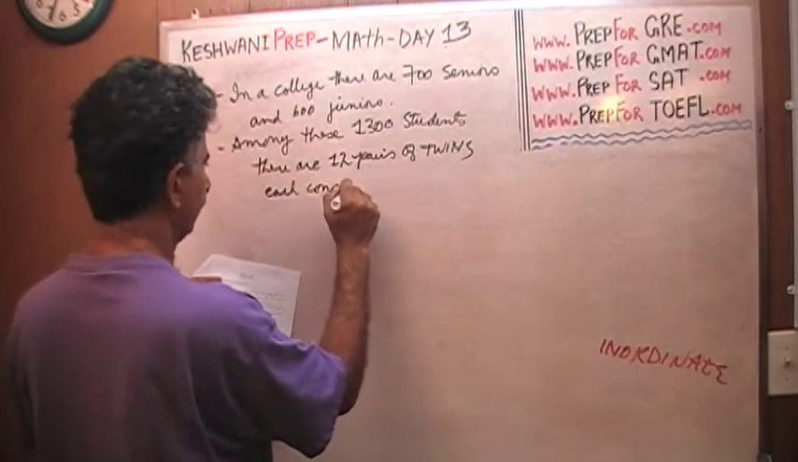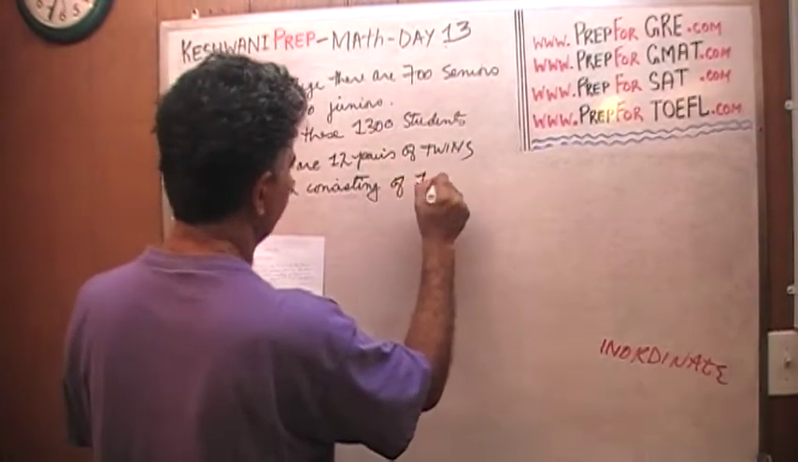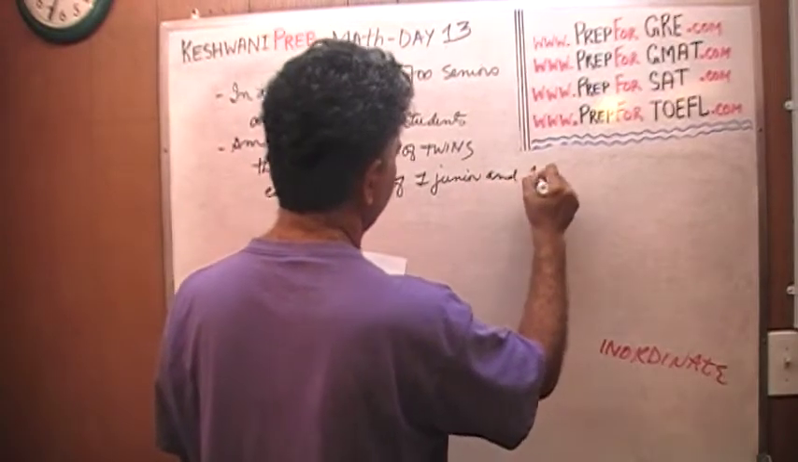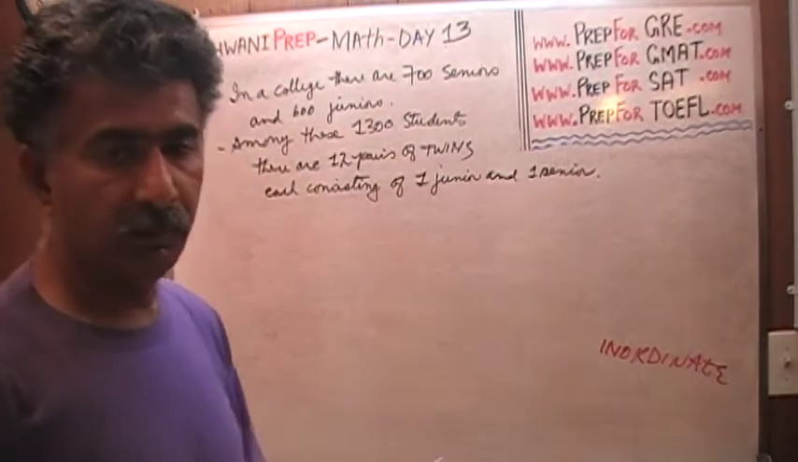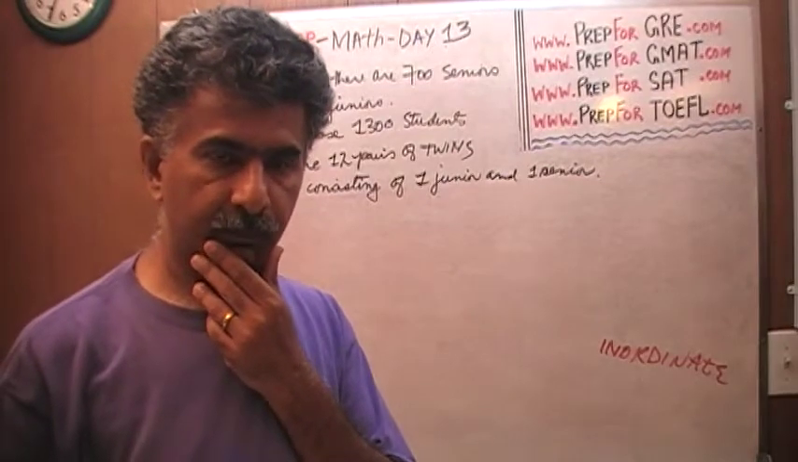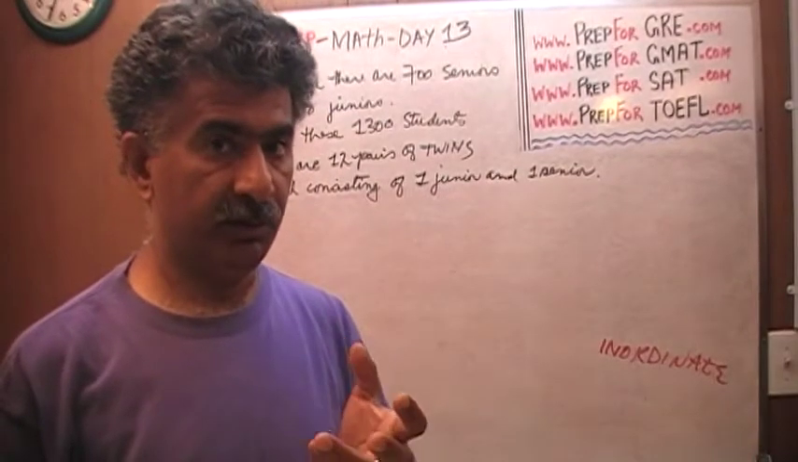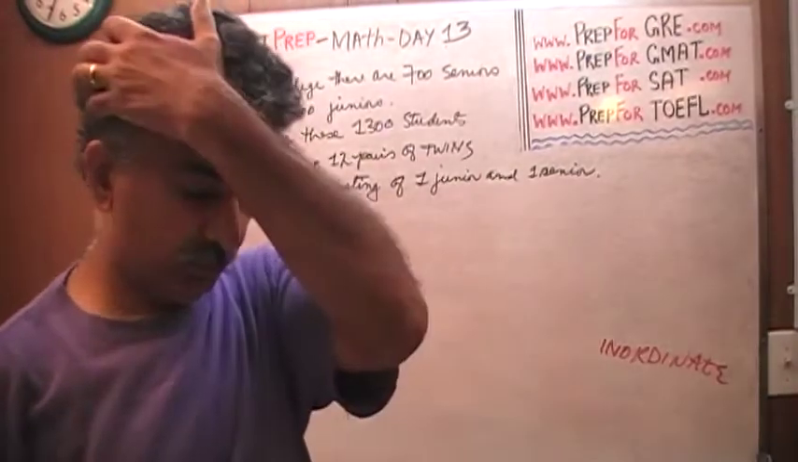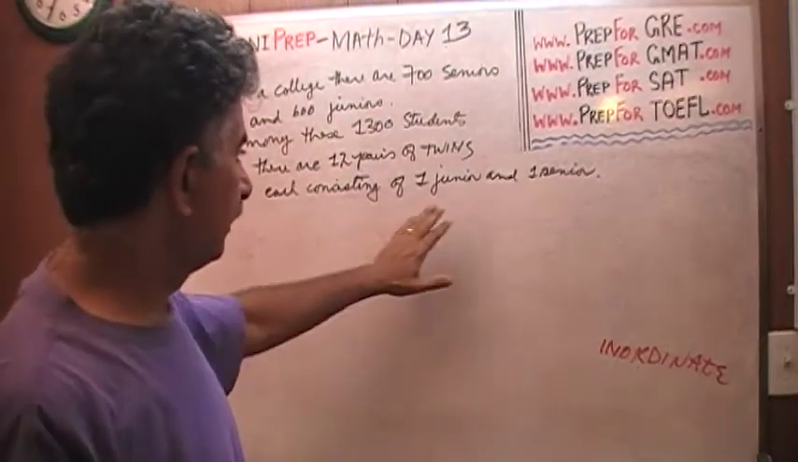Each consisting of one junior and one senior. So we have 12 pairs of twins in this campus, and it just so happens that we may have more than 12 pairs in the college as a whole, but there are 12 pairs of such a nature that one person is in the junior class, one is in the senior class. There are 12 such pairs consisting of one junior and one senior.